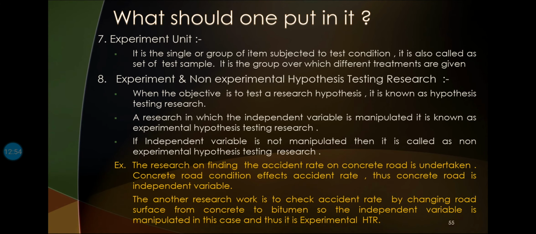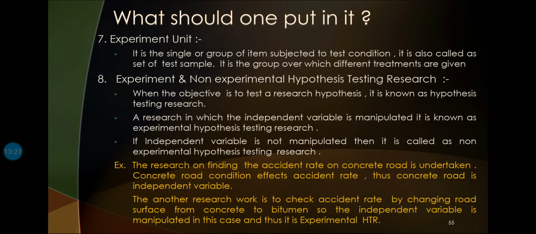Experimental unit: it is a single item or a group of items subjected to the test condition. We have discussed that if you want to study the effect of rainfall on a crop, and you have selected a particular 1 square meter area of the crop, then that will be your experimental unit. It is also called a set of test samples. If you want to check the strength of concrete and you have taken 3 cubes for testing, then those 3 cubes will make 1 test sample. It is a group over which different treatments are given.